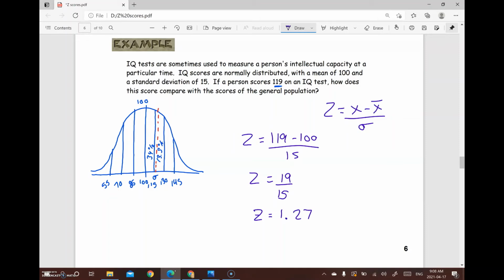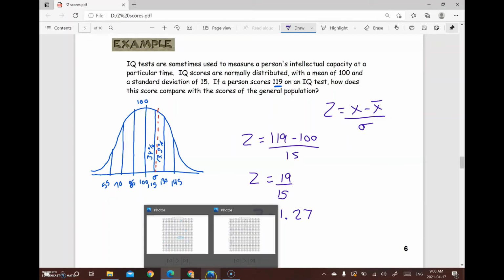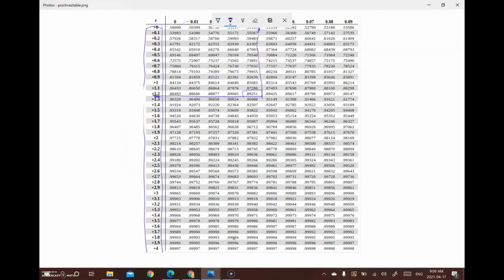To find the percentage, I need to jump back to that z-score table. I'll go to my positive one, and I'm looking for 1.2, which is here, we've used it before, at 1.27. So I'm going to run my finger across until I get to 0.07, and here is the percentage that lies left of me. So to change that back into a percentage, I'm going to multiply it by 100. So that's 89 point, and I'm going to round that to 89.8%.